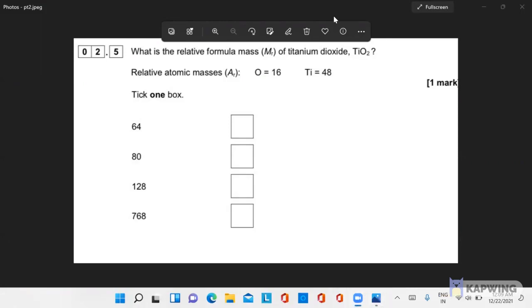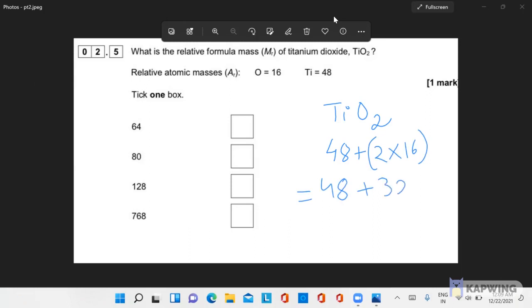Over here, the formula is TiO2, isn't it? It is given the atomic mass of titanium is 48, and since there are 2 atoms of oxygen, it will be 2 times 16. So if we calculate this, it becomes 48 and 32. So my answer is 80. So my correct answer is this.